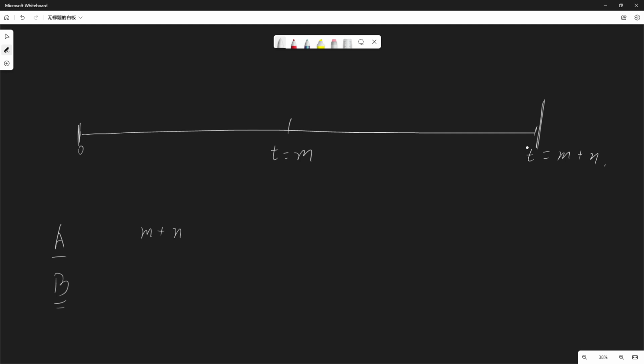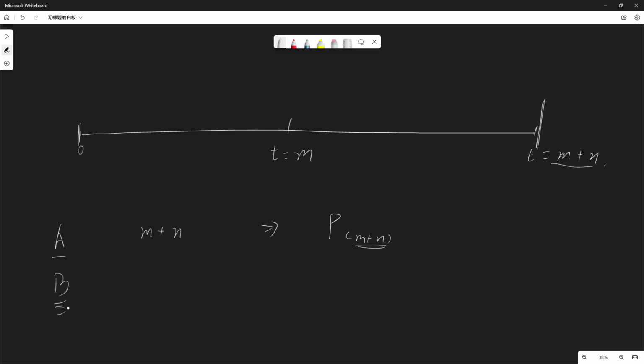will mature, and the bond will have a price. We call that P, price of m plus n. So m plus n means that is the time period of the maturity of the bond. And then what about B?